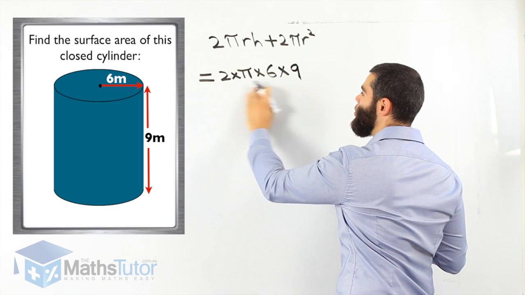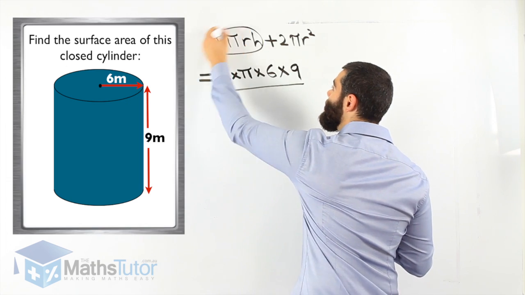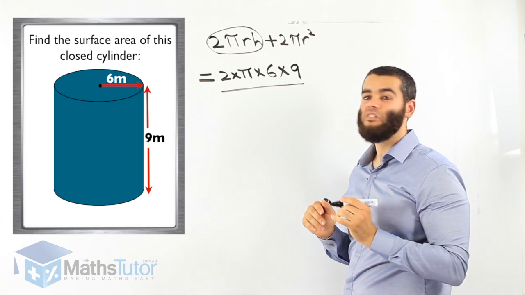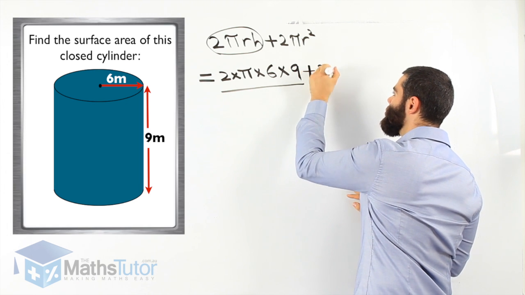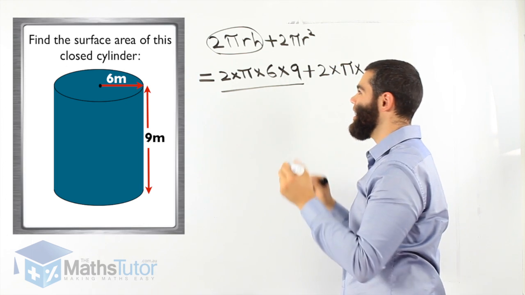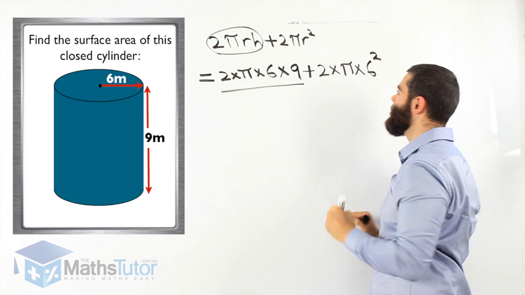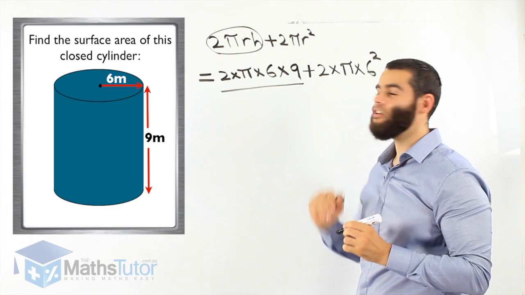Now, this is the first part. This works out the curved surface area only. But we want the total cylinder. So we're going to add the two circular ends: 2 times pi times the radius, again the radius is 6, squared. 2 pi r squared will give us the area of the two circles.